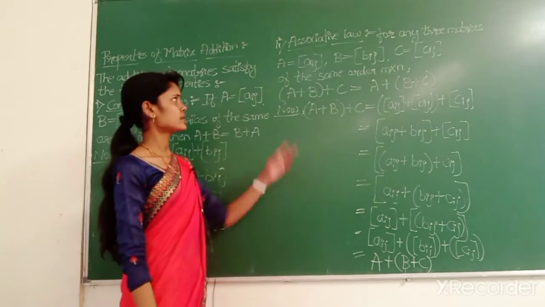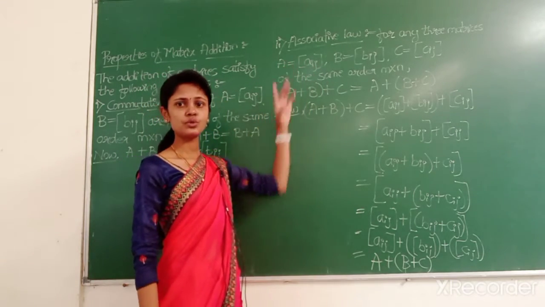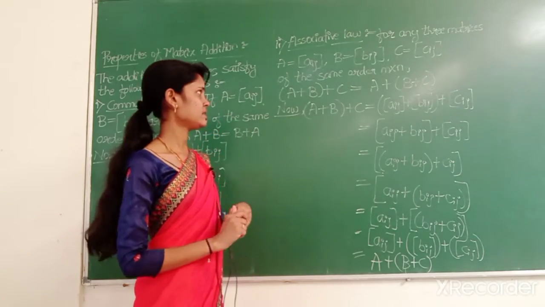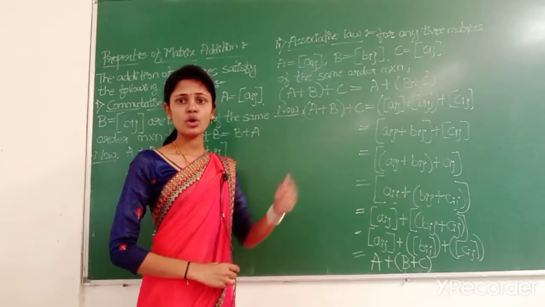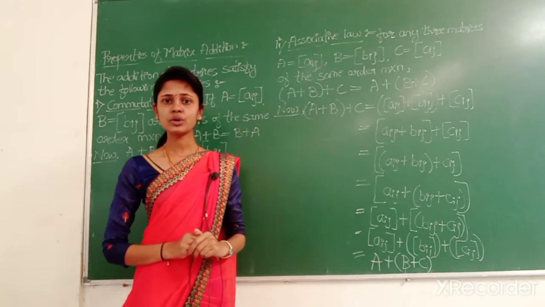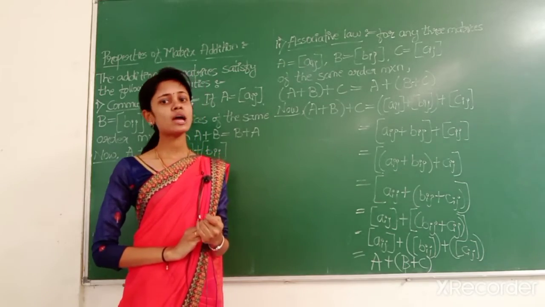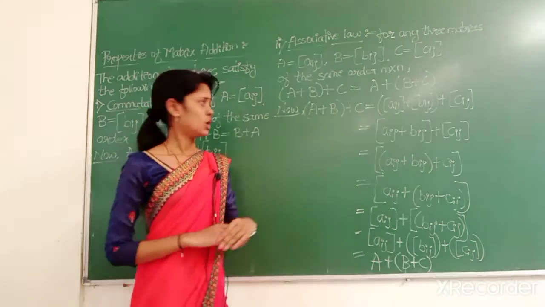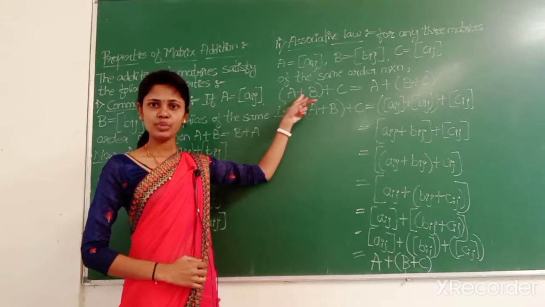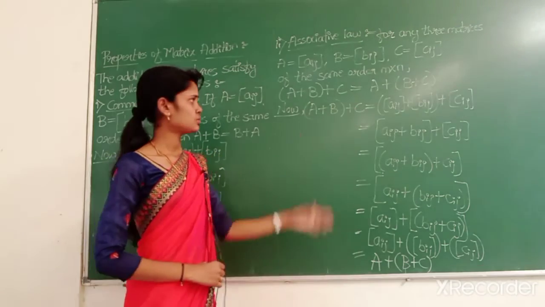And the next law, the second one, is the associative law. For any three matrices A = [Aij], B = [Bij] and C = [Cij], where those are of the same order m cross n. So to prove the associative law, we are going to consider three matrices A, B, C, and in them the elements Aij, Bij and Cij, which are of the same order. Then what is our associative law? It is (A + B) + C = A + (B + C). So we have to prove that.